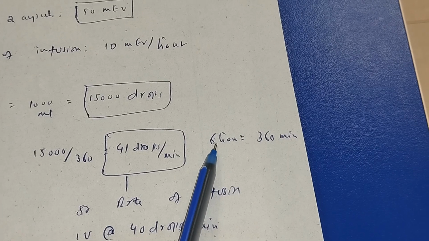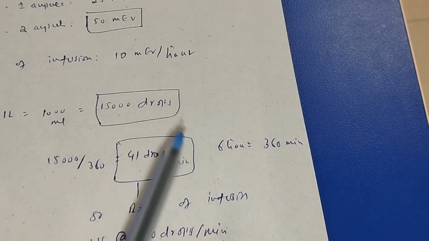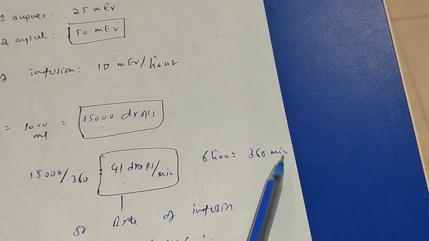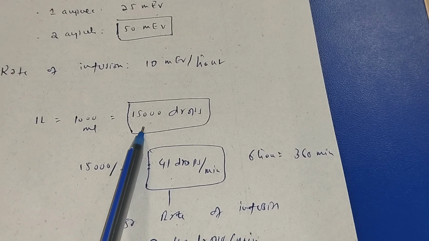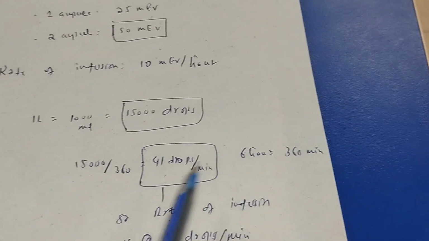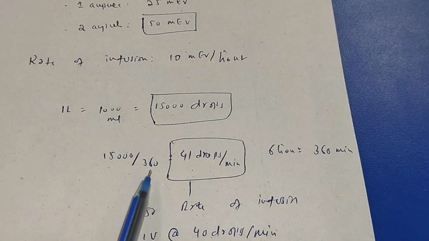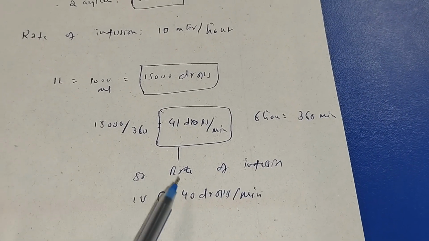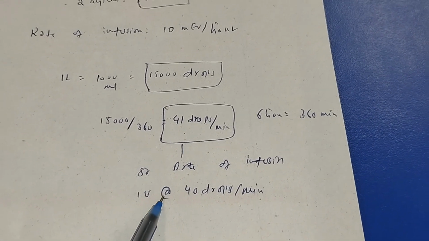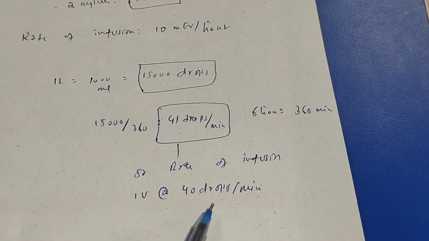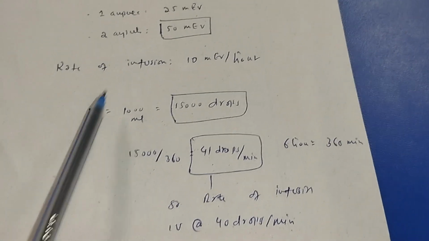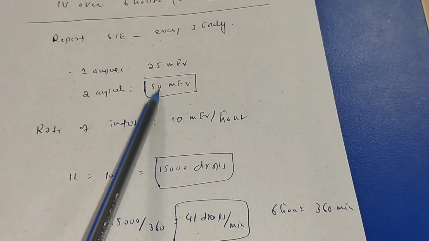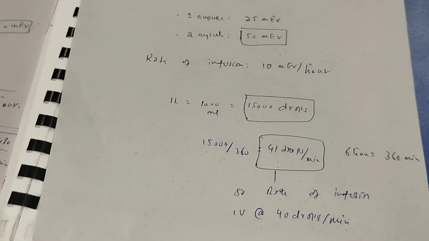Now in 6 hours, how many minutes are there? 6 hours is equal to 360 minutes. These 15,000 drops we will give in 360 minutes. So simply 15,000 divided by 360 becomes 41 drops per minute. So the rate of infusion for this will be IV at the rate of 40 drops per minute. So this 1 liter normal saline, which has 50 MEq of KCL, will be completed in 6 hours if we give it IV at the rate of 40 drops per minute.